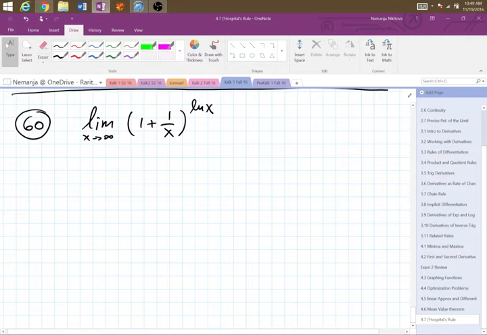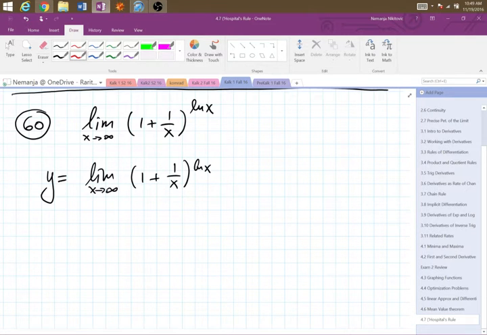Let's take a look at this problem together. Then we have one more concept to cover and this lesson is over. So we are going to apply the same principle where we get rid of the exponent by applying ln to both sides. You say y equals the limit as x goes to infinity of 1 plus 1 over x raised to ln x. And then I'm going to use ln on both sides.